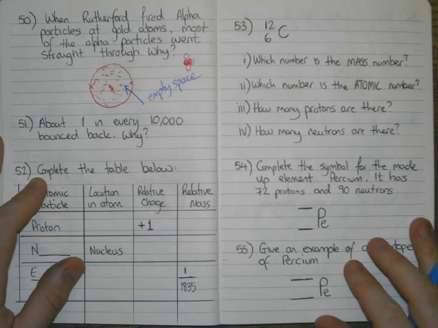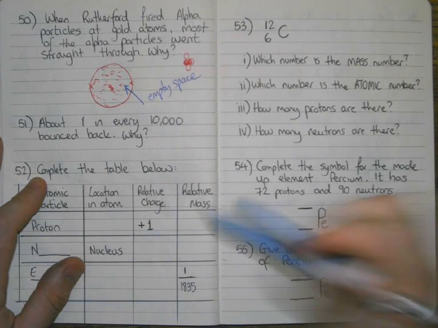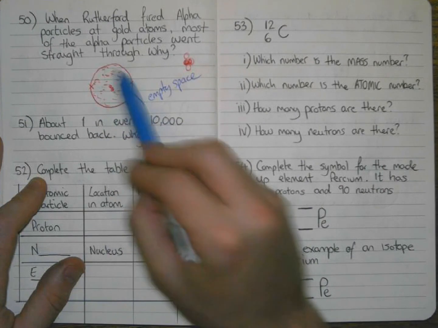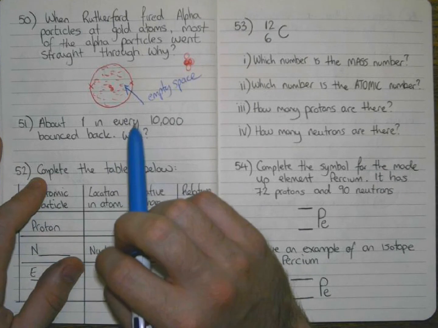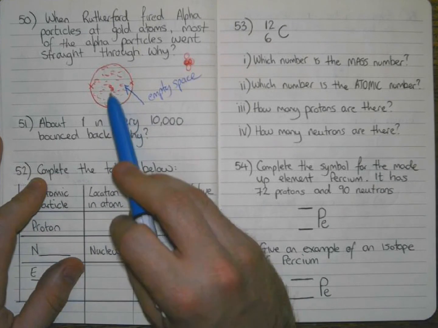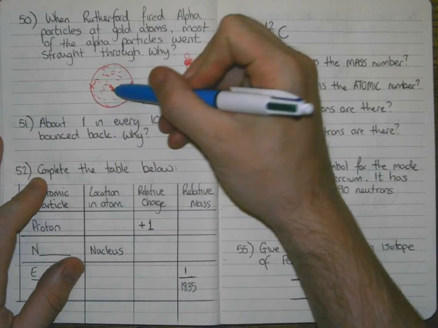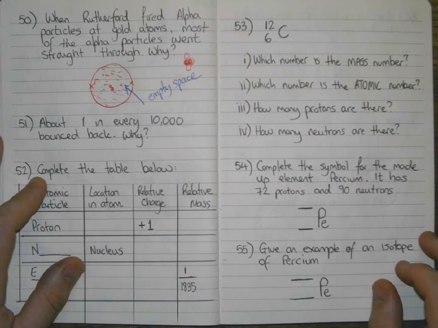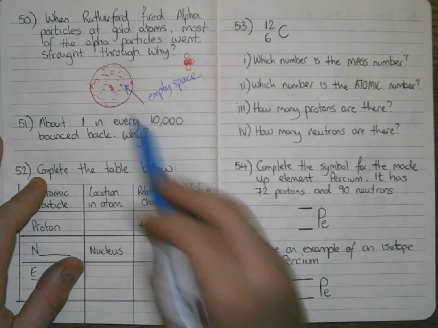Why? Well, we're going back to this. Obviously, the vast majority are going to go straight through in this massiveness of empty space. Lots of empty space here. If we were to do this to scale, it would be like the nucleus is about the size of a tennis ball, and the outside of the atom would be 1,000 meters away. So everything in between that would just be nothingness. So why was it only 1 in 10,000?